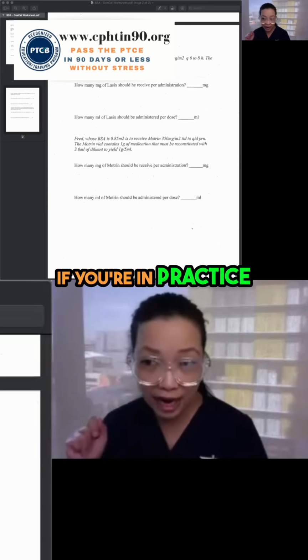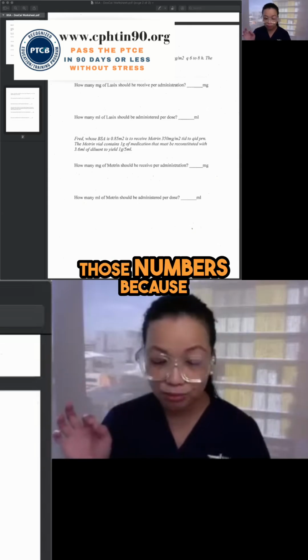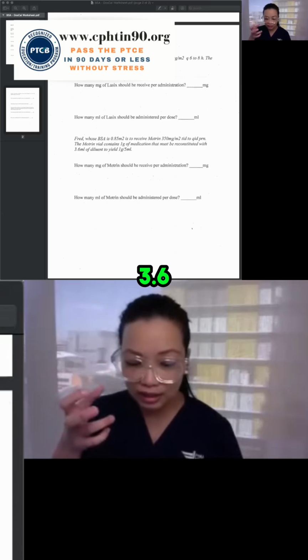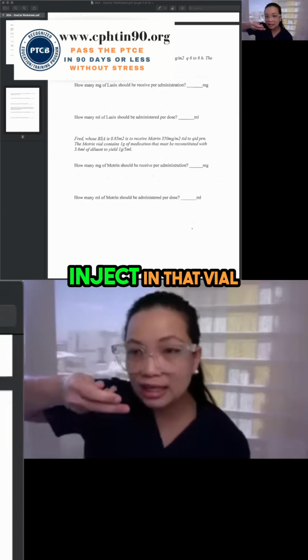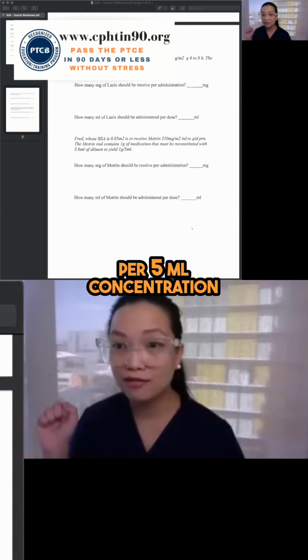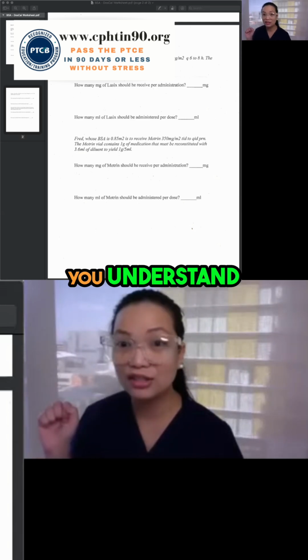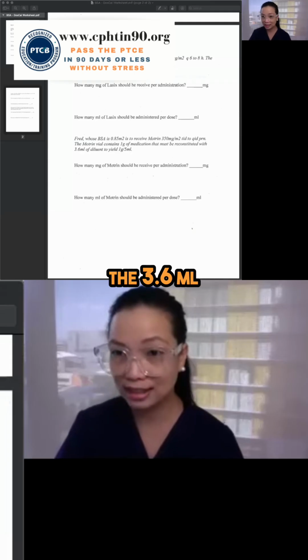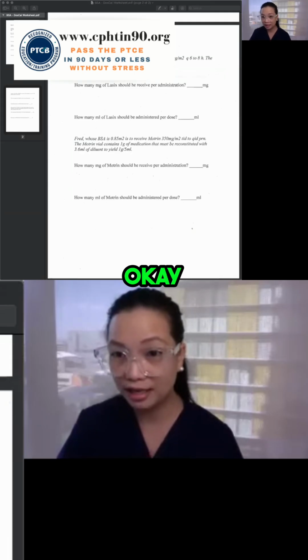However, if you're in practice, you need all these numbers because it's telling you how much diluent, 3.6, you need to inject in that vial, okay, to make it a 1 gram per 5 ml concentration or strength. You understand? But for the purposes of math, you don't need the 3.6 ml in the problem, okay?